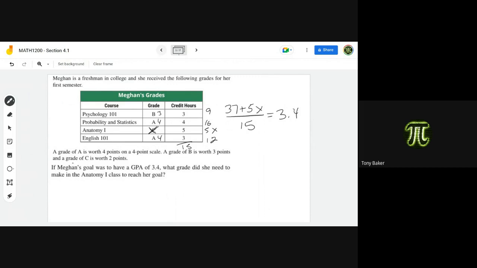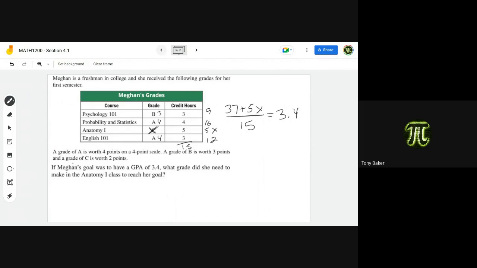So she's earned 37 points, right? In those other classes, correct? And we don't know what the anatomy class is. That's why there's an X there. And we're dividing it by 15. So how would you go about doing this problem? Multiply by 15. You could guess and check. Actually, in this one, it wouldn't be that hard because you can only do a 1, 2, 3, or 4. So it wouldn't be hard to guess and check.